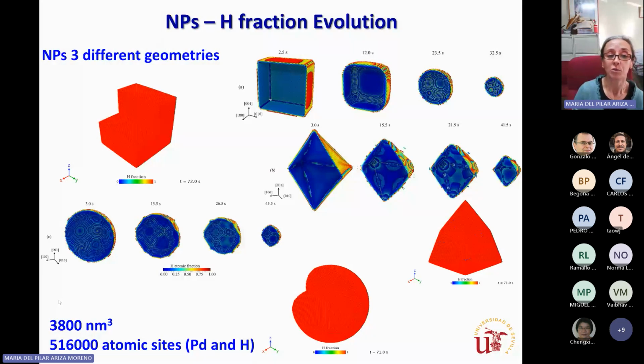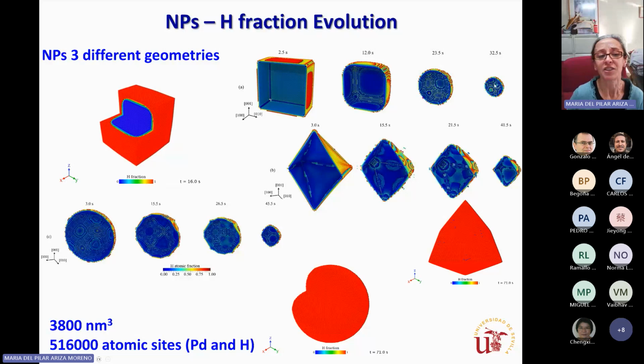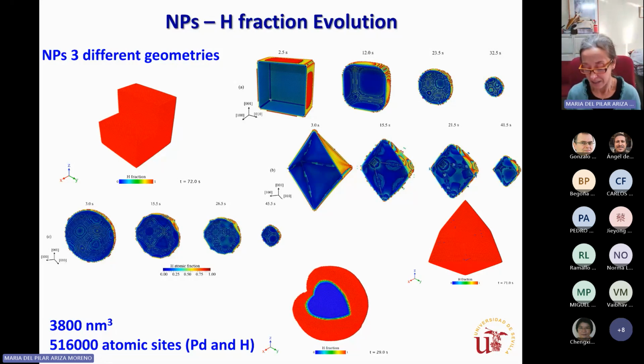So this is what we wanted to address, and we compared a cube, a spherical shape, and a tetrahedron shape. So you see this is the shape of the phase boundary when the hydrogen was diffusing inside of the material, starting, in this cubic case, from a cubic shape until a spherical shape when the hydrogen was diffusing inside of the material. So in this case you also see that the shape remains spherical for spherical nanoparticles.